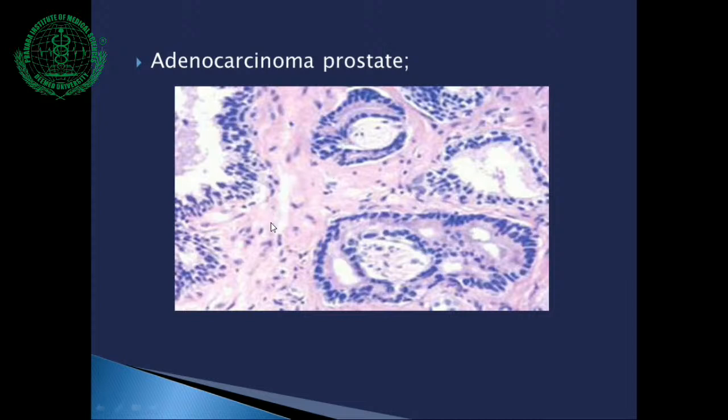This is also another picture showing the presence of adenocarcinoma prostate, and there is infiltration of the fibromuscular stroma. These glands are themselves present in the fibromuscular stroma.